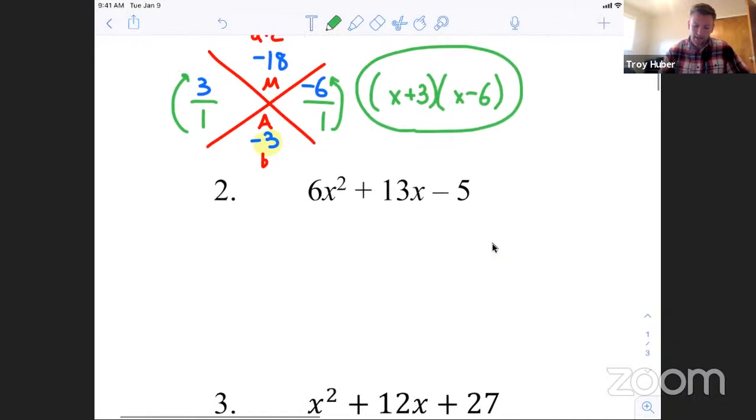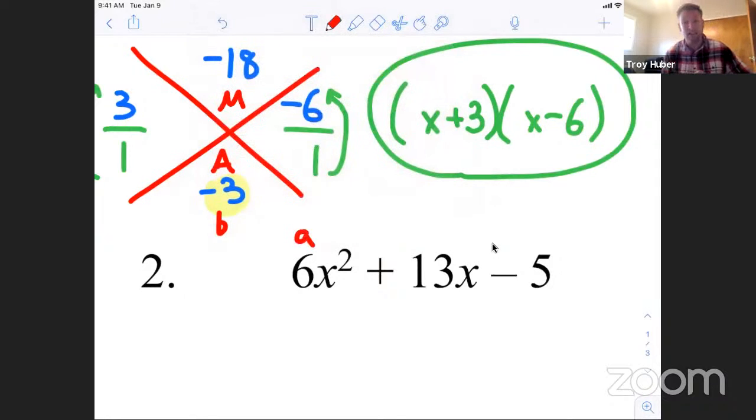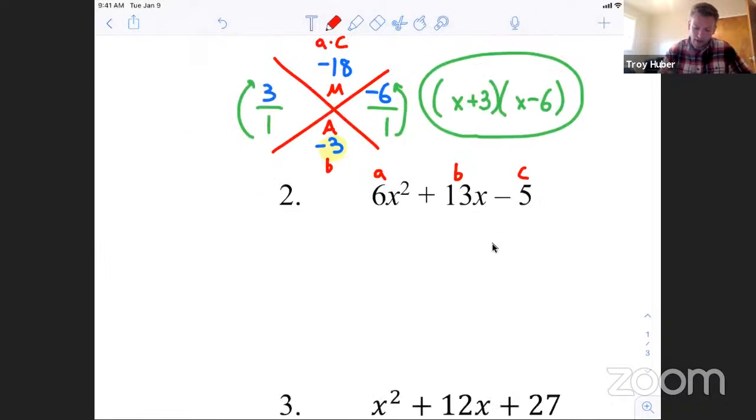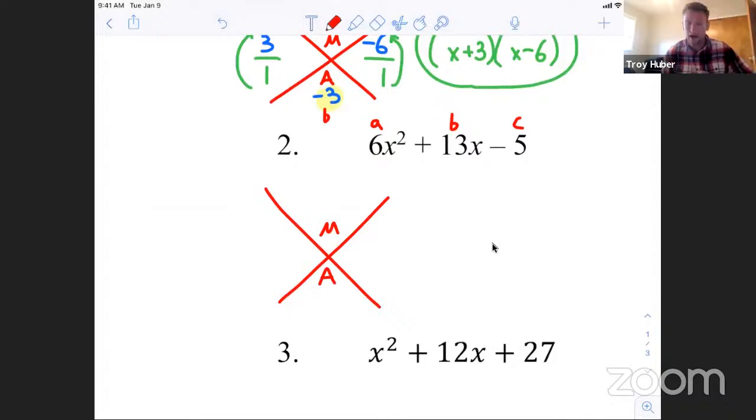But it gets a little harder in number 2 because when we label our A, B, and C value, A is 6. It's not 1 this time, which makes it a little bit trickier, but we follow the exact same steps. B value is 13 and C value is -5. So we still want to draw our X, multiply to the top, add to the bottom. Multiply to A times C. So in this case, that would be 6 times -5. So that gives me -30.